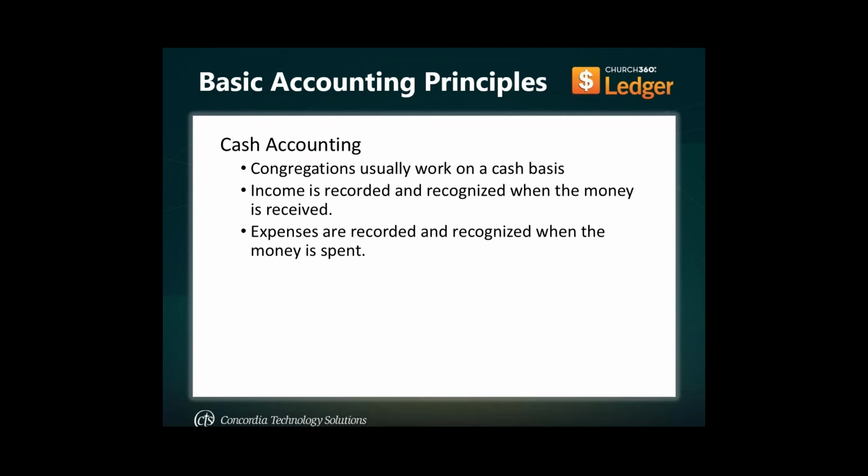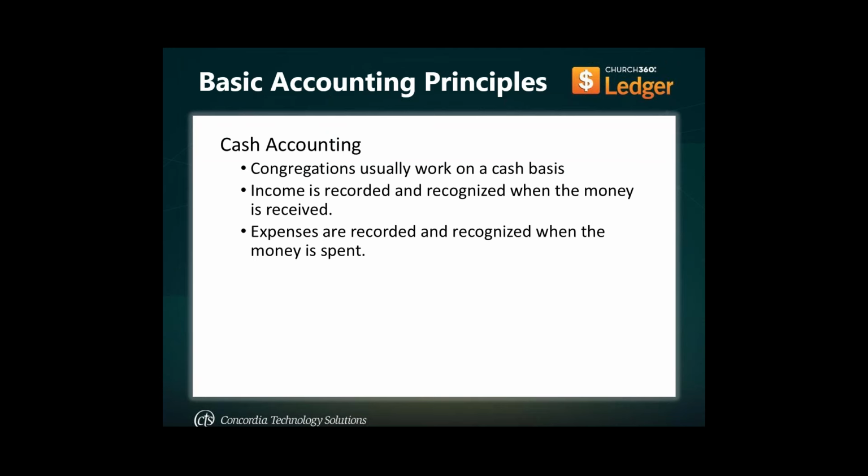Church360 Ledger does work on cash accounting, so congregations usually work on a cash basis. That means income will be recorded and recognized when the money is received, and expenses are going to be recorded and recognized when the money is spent. As soon as that money comes in, you'll enter a deposit that's going to apply directly to your books and show up on your reports. And whenever you write your check or do your electronic payments, the expenses are going to be recorded and recognized on your books immediately as well.